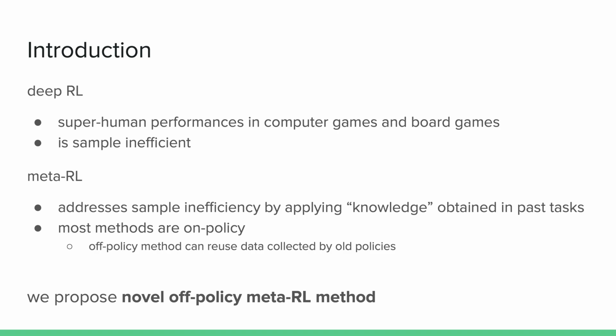I will begin with a brief introduction of deep reinforcement learning and meta-reinforcement learning. As you know, deep RL has shown superhuman performance in several domains, such as computer games and board games. But it is also known that deep RL is not sample efficient. Meta-RL addresses this problem by applying knowledge obtained in past tasks, while conventional deep RL does not.